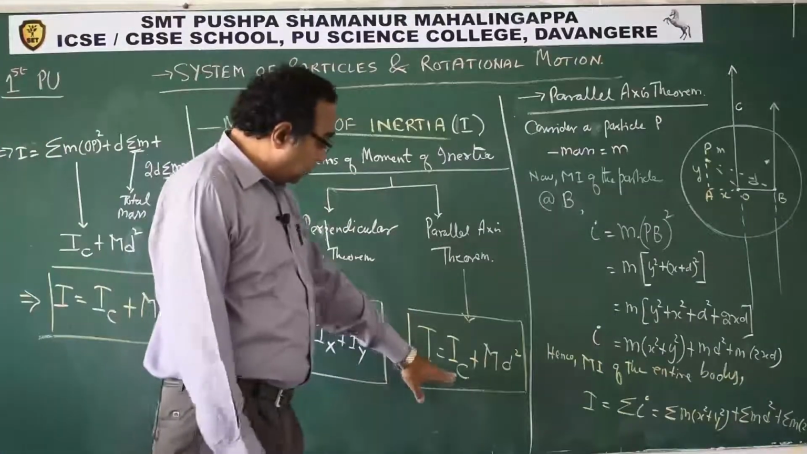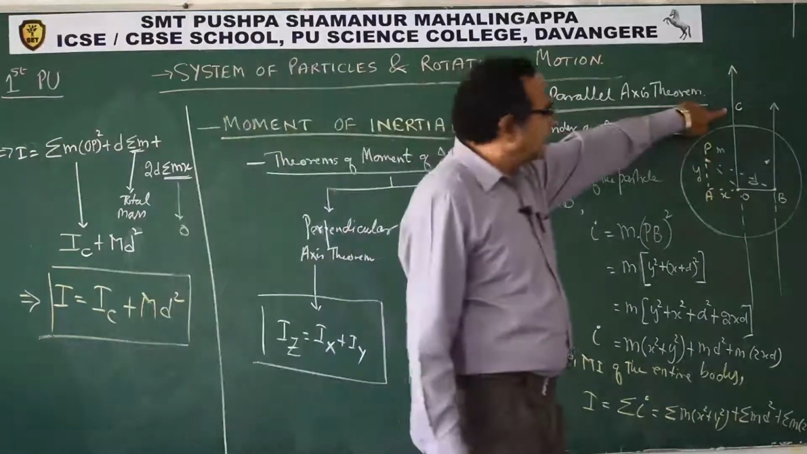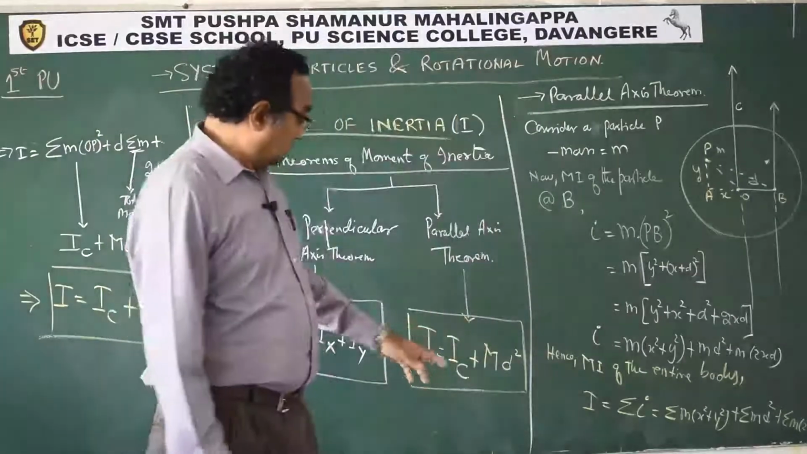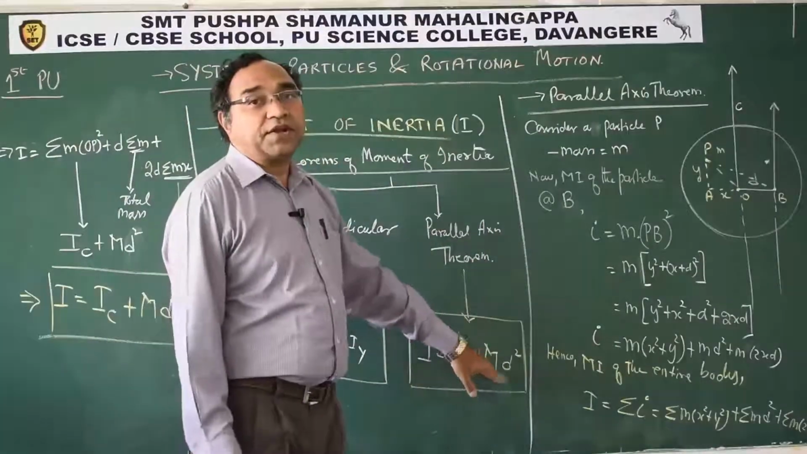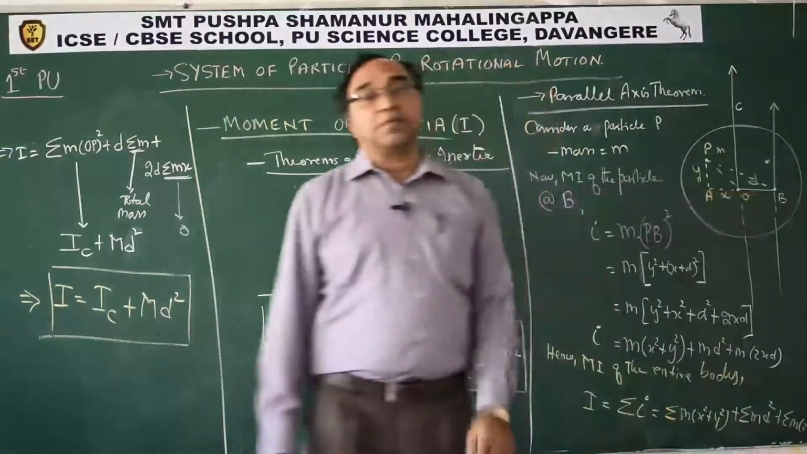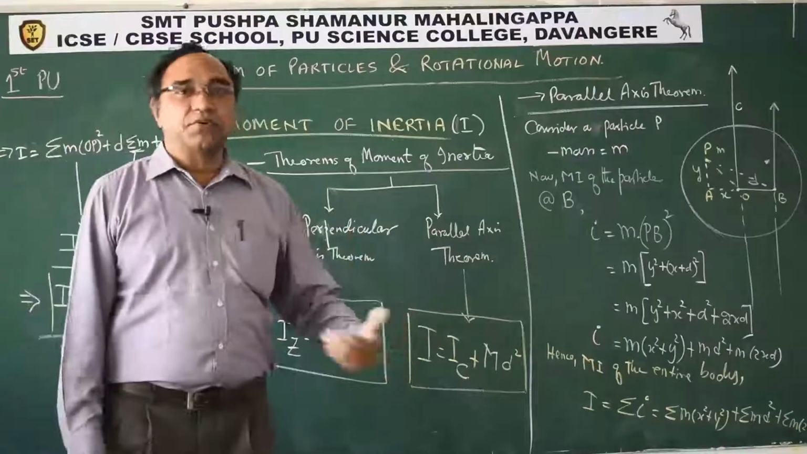So I is equal to IC. Remember, IC is the central axis. That is what we represent, central axis, plus total mass of the body times square of the distance. D is the distance between them. Now let us see how to use this in different situations.